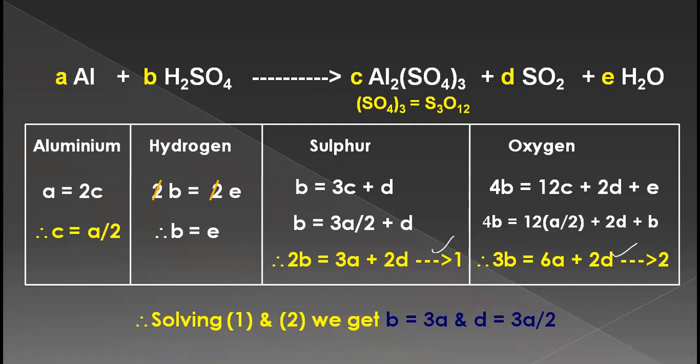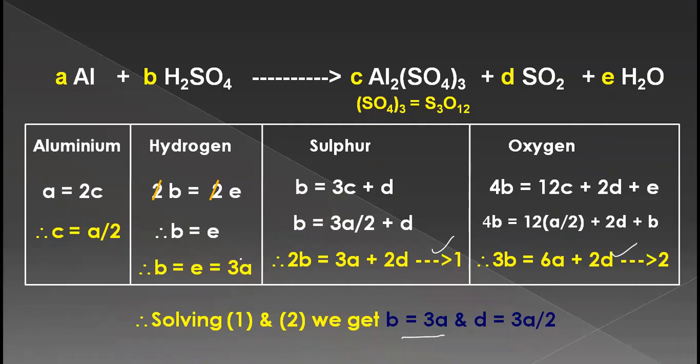The solving steps are shown in the next slide. So solving 1 and 2, we get B is equal to 3A. So we have B is already equal to E, and we have found B to be equal to 3A. Now since B and E are equal to one another, B is equal to 3A and E should also be equal to 3A. Therefore, I can write B and E are equal to 3A.